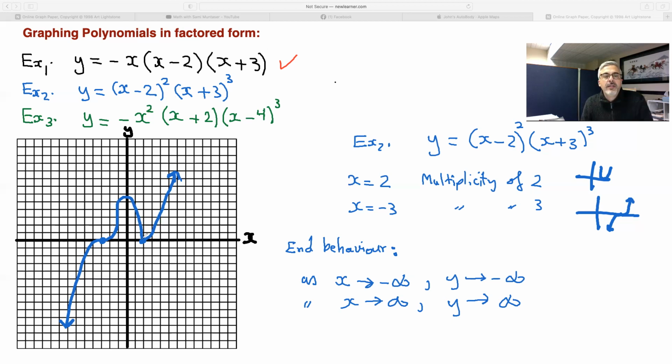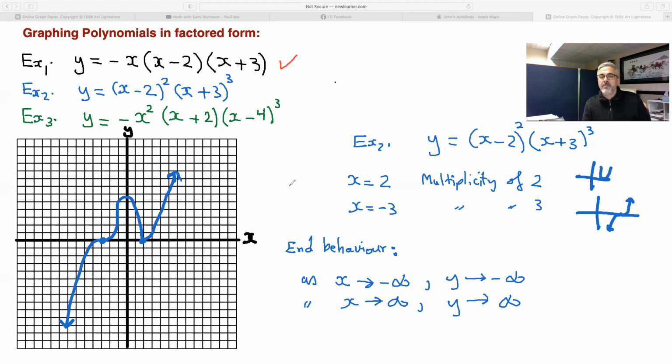Also, the last one is going to be even degrees. So that's good. 2 plus 1 plus 3, that's going to give me 6. So I'll show you why I'm saying that. If the degree is even, both ends will go either up or down.